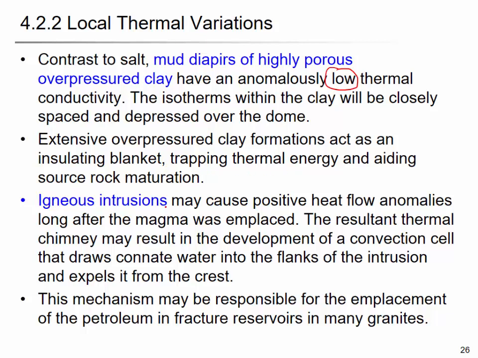And igneous intrusions may cause positive heat flow anomalies long after the magma was in place. The resulting thermal chimney may result in the development of a convection cell that draws the condensate water into the flanks of the intrusion and expels it from the crest. So if you have a magma intrusion right there, the water comes in like this, comes into the flank, and it expels it from the crest. So this mechanism may be responsible for the emplacement of the petroleum-impacted reservoirs in the granite.